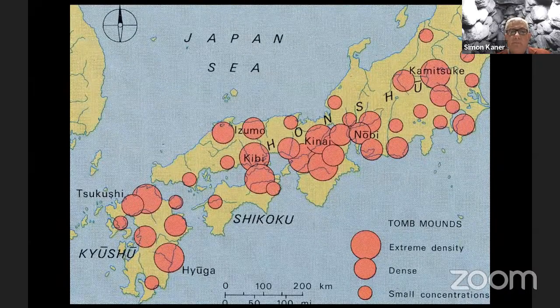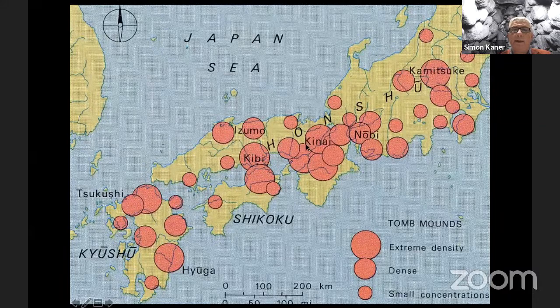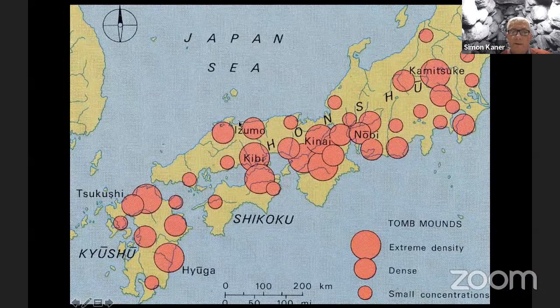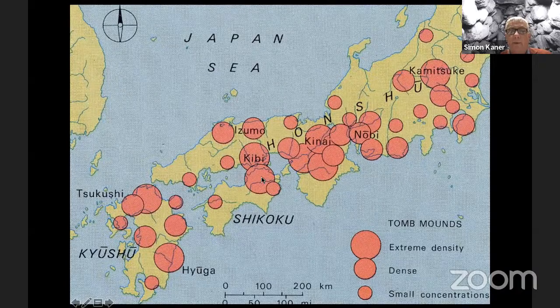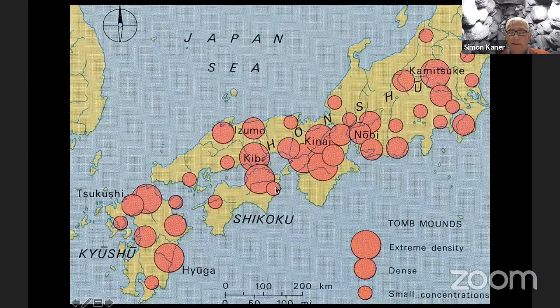This just gives you some idea of the distribution of the mounded tombs of the Kofun themselves. You can see the greatest concentrations were particularly in what is called the Kinai region here of Nara, Kyoto, Osaka, as I mentioned, but also with very significant concentrations in the Izumo region, in northern Kyushu, and between Shikoku and the area around Okayama in the Kibi region here.